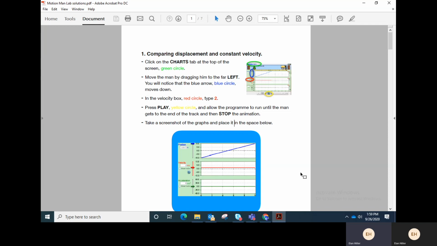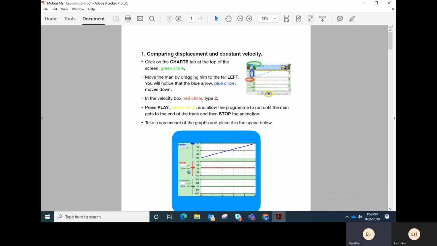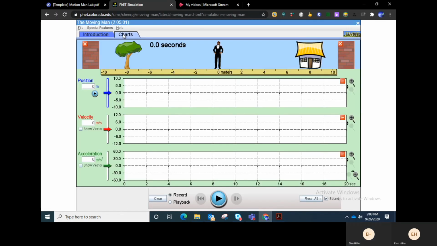Okay, so let's begin. In this first section of the lab, you see that we need to first go ahead and click on the chart. So once we download the PhET simulator for Moving Man, we are going to see a screen that looks just like this. Well, we need to click on the Charts tab so that we have all three of these graphs available to us. So click on the Charts graph. Okay, and it's ready to go.